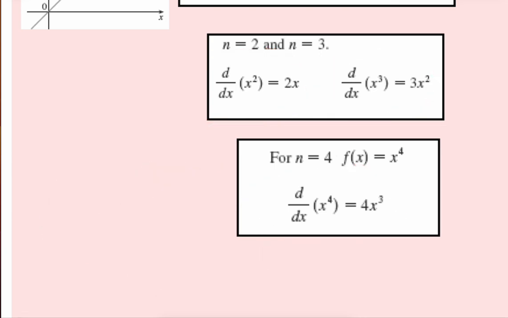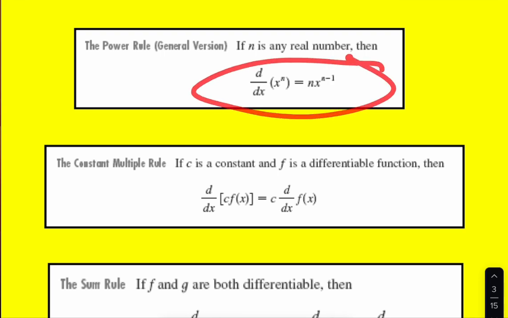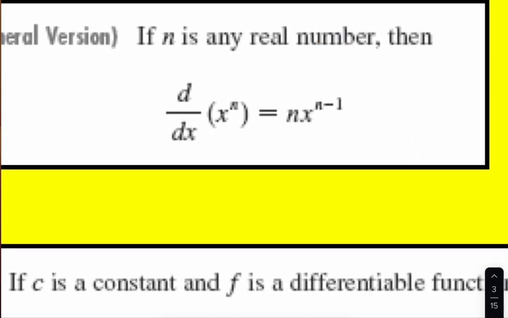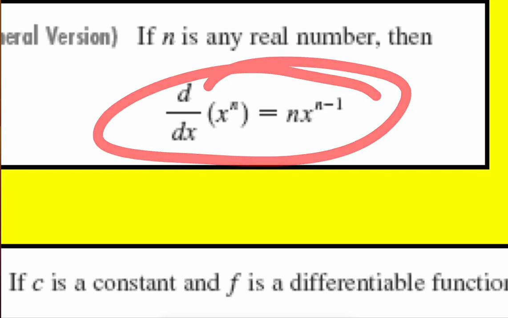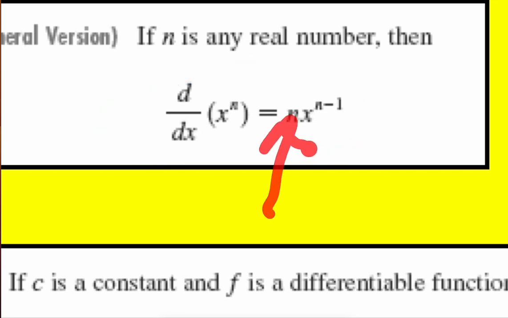So for a power function, the rule is exactly what you guys noted. The power drops down in front. The power goes down by 1. For a power function, the rule is the power drops down in front. The power goes down by 1.